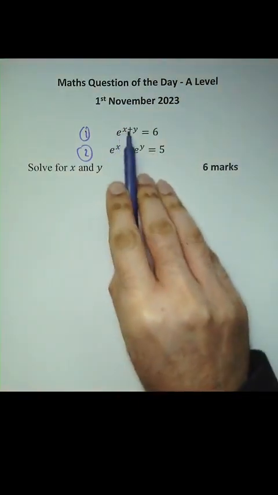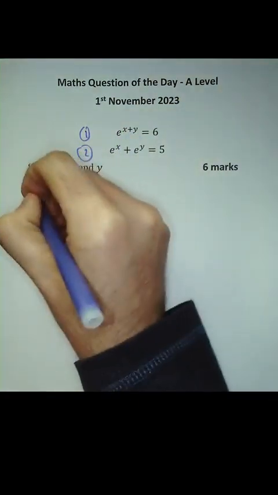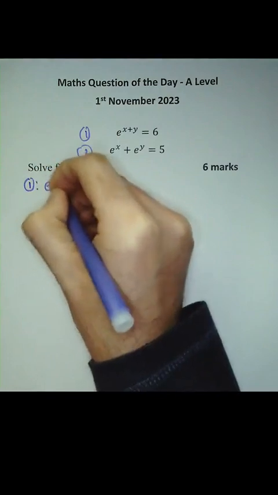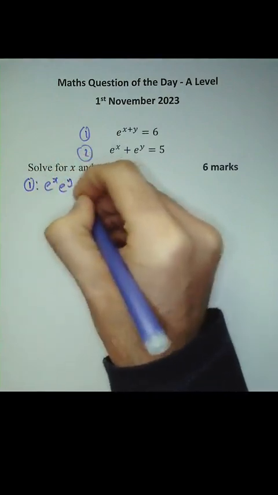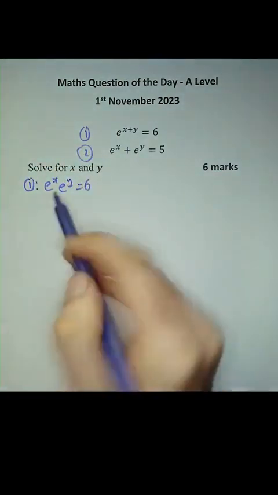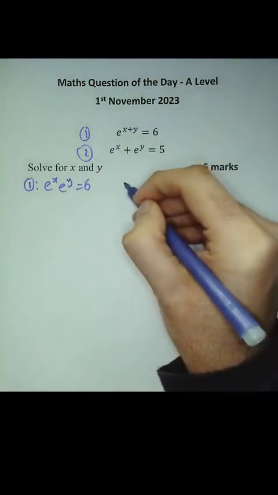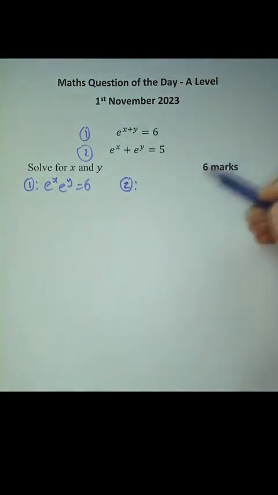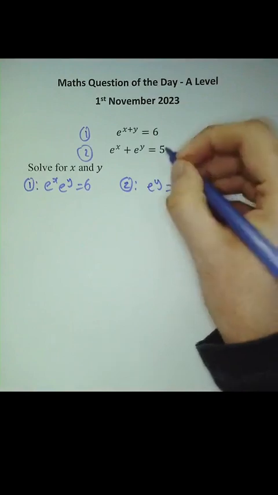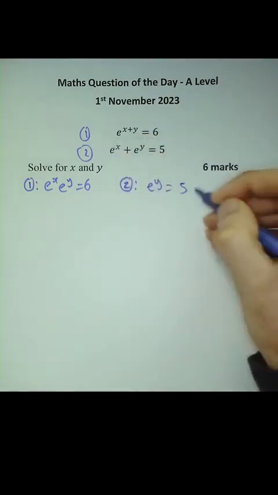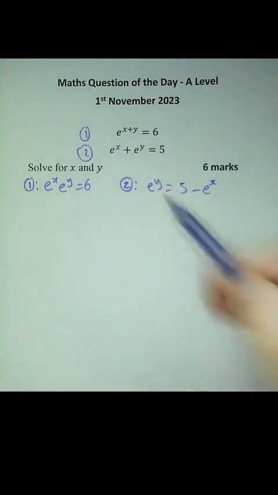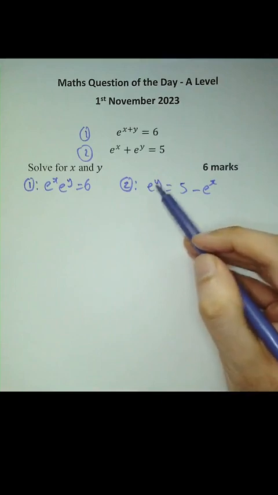I'm going to call this one here 1 and the second one 2. And actually what I want to realise is that e to the x plus y, we can rewrite that. So I'm going to rewrite equation 1 as e to the x times e to the y equals 6, because when I multiply these two things, I add the powers, so it's the same thing. I also want to rewrite 2, and all I'm going to do is just change the subject to e to the y. So let me make this e to the y equals 5 minus e to the x. Now you might realize, because we've made e to the y the subject, we can substitute it into 1.